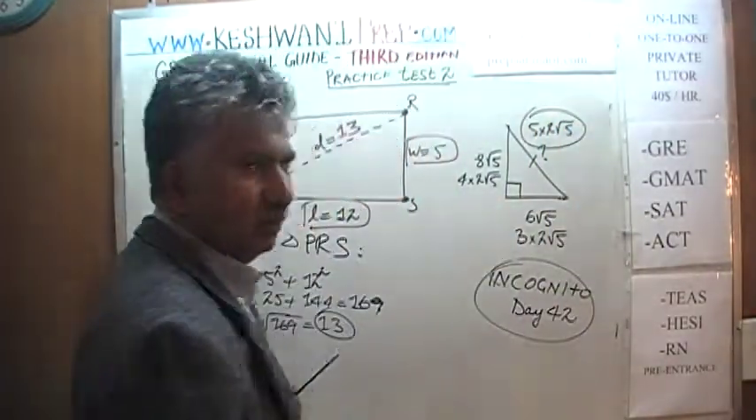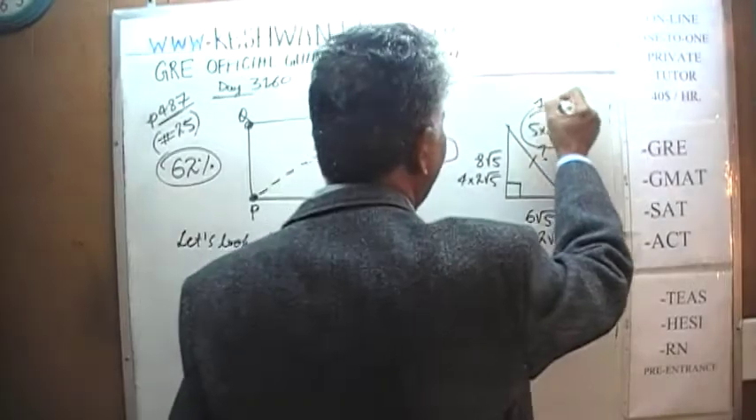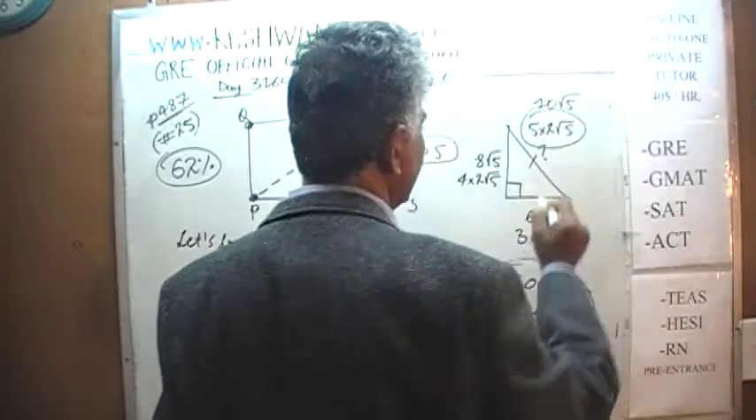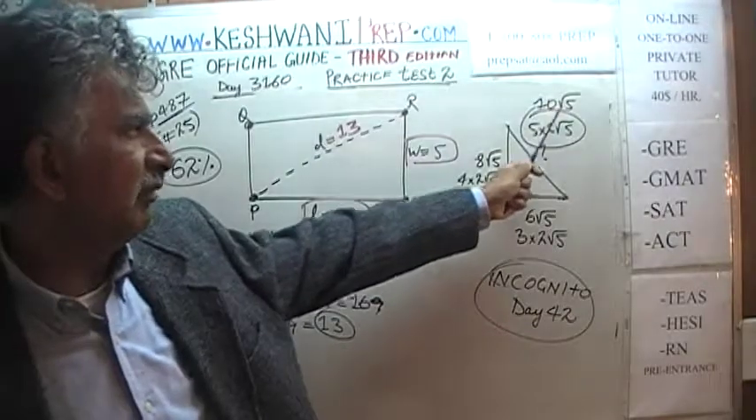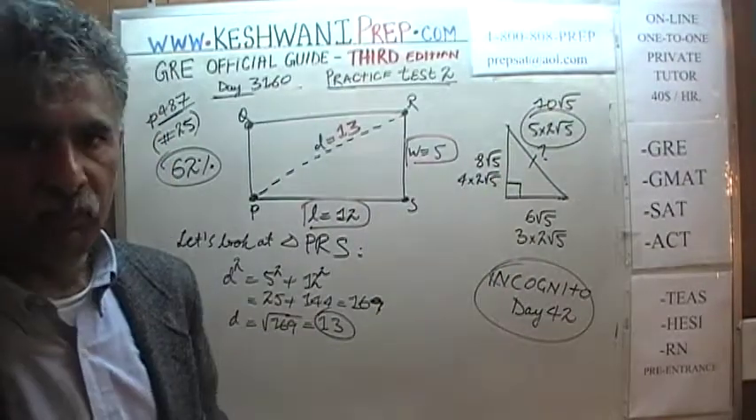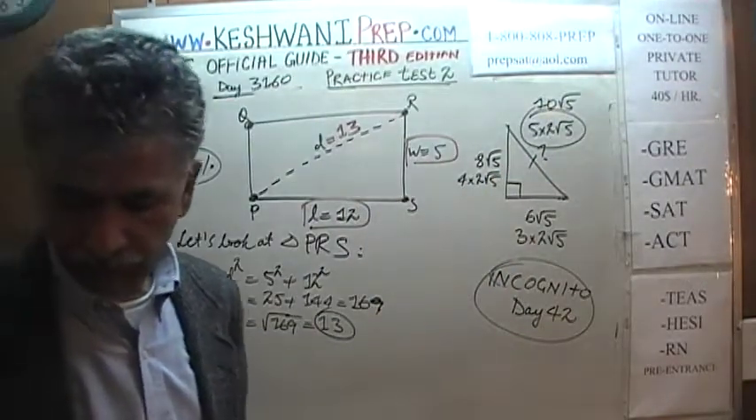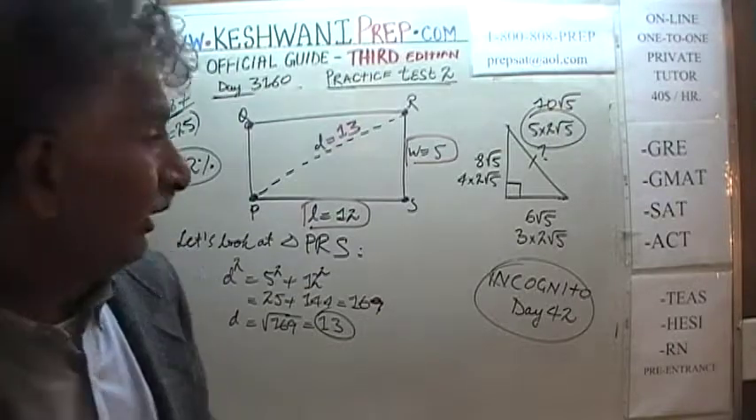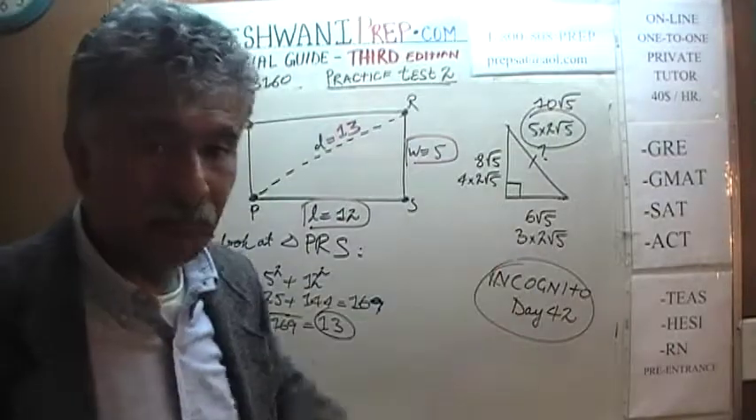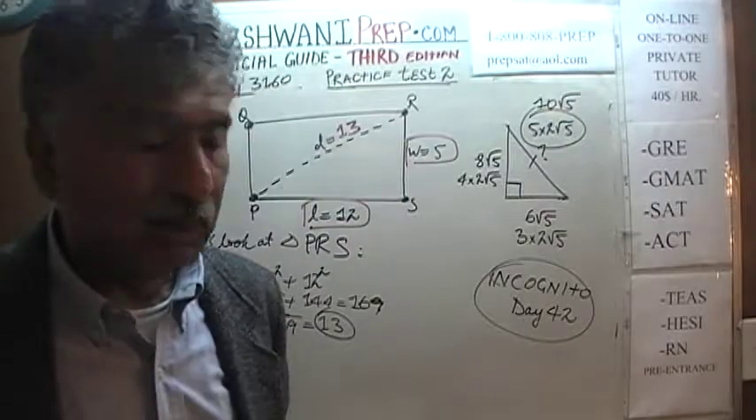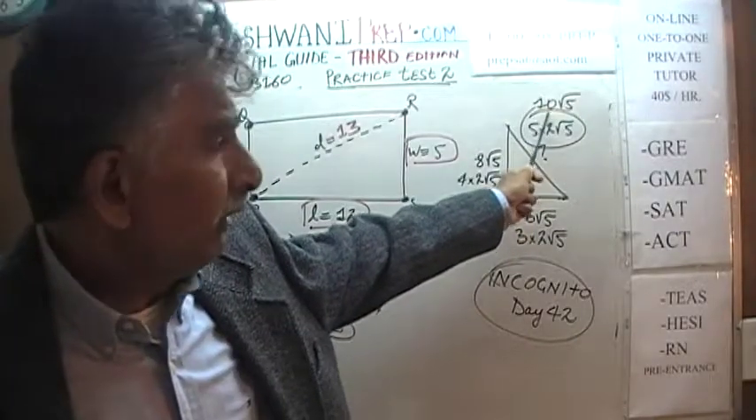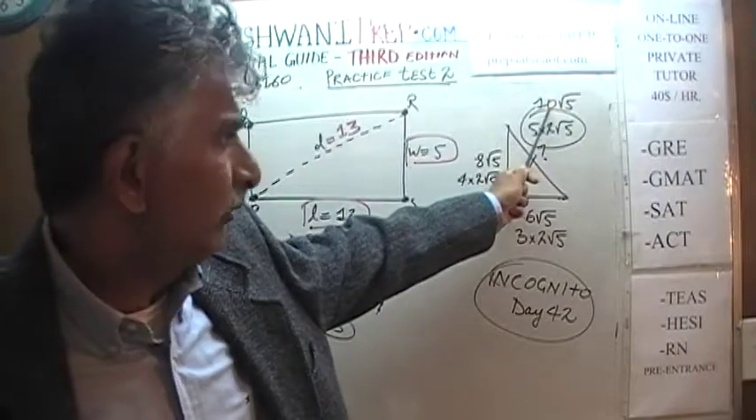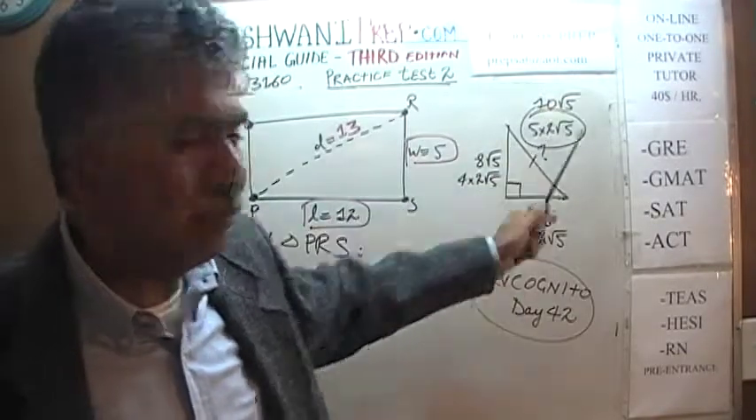There you go. The missing side is 10 root 5. This was 6 root 5, that was 8 root 5, so the missing side must be 10 root 5. You don't have to do any work here. Understand? Not only will you end up wasting a lot of time trying to figure out the missing side by calculator, but in the end, when you finish, the calculator is going to give you the answer in decimal. And what if the answer choices are written in this form? What if the answer choices are given as 10 root 5?